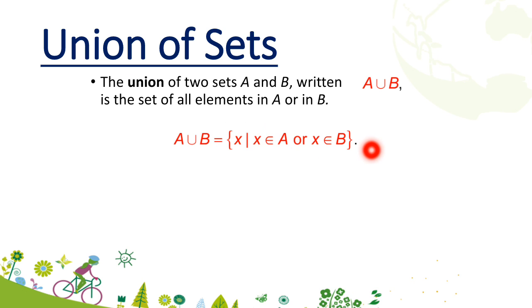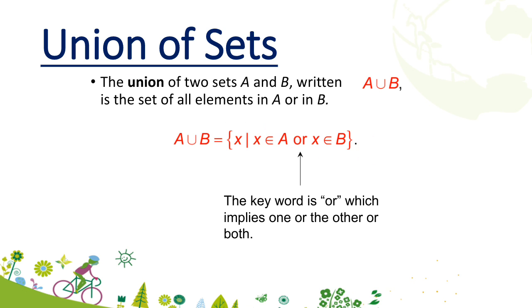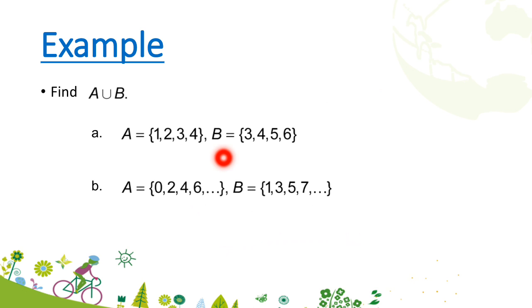Collect all the elements and write them in a particular set. You can say that this is the union of these two sets. Here OR is the keyword, which implies one or the other or both. Okay, here is an example of union, students. In this example we are going to find A union B.